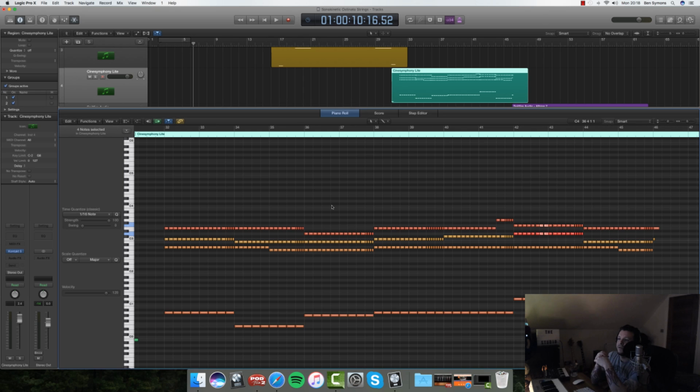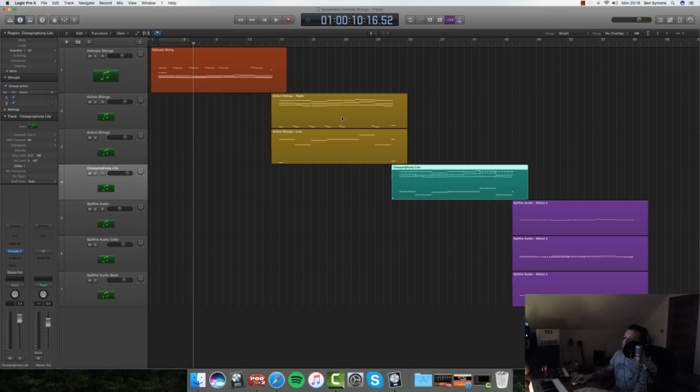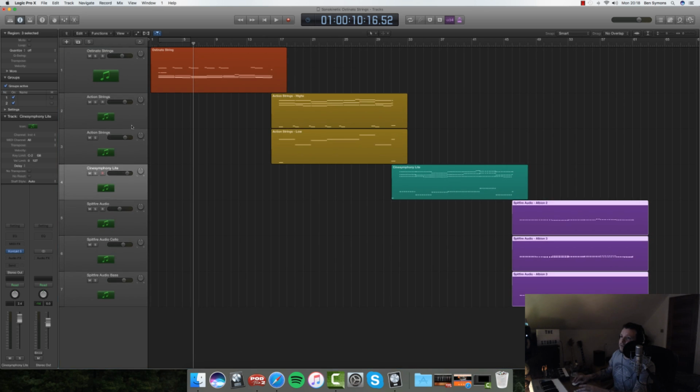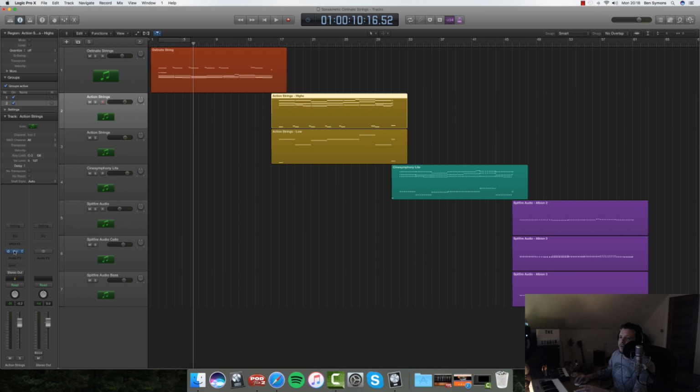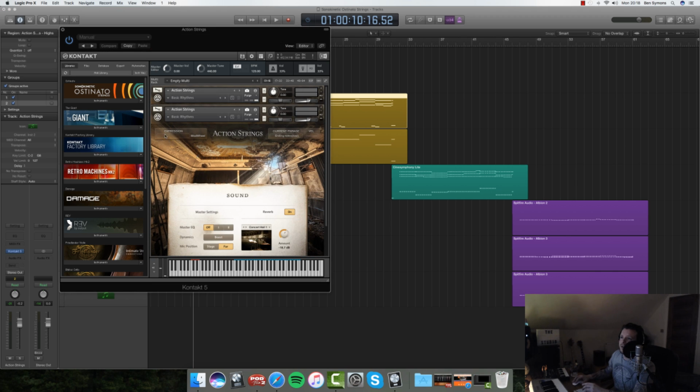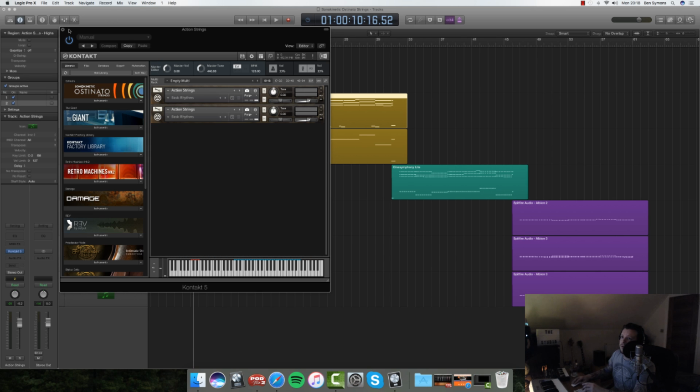And does it make a big difference to your sound? Personally, I think ostinato strings is far closer to where it should be compared to action strings. And then Cinesymphony and Spitfire Audio, they all sound great. In terms of usage, for some reason, action strings isn't telling me what it's using. I'm guessing it's using a lot, but it's not telling me. I don't think it's that big actually, but it's not telling me what it's using.